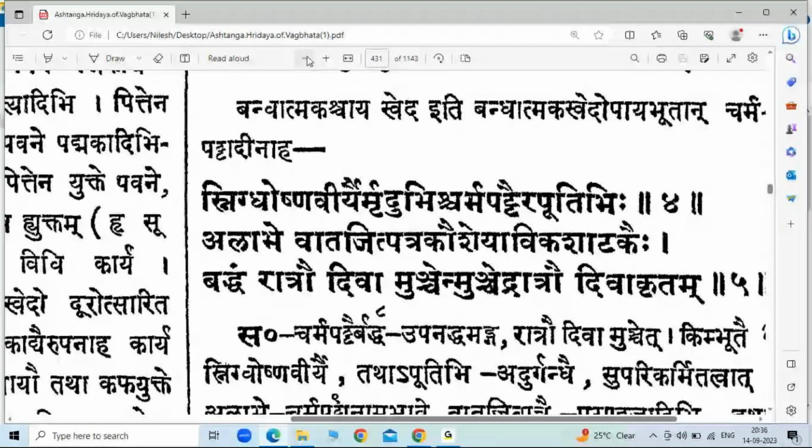Whenever there is a speciality demand, many a times it may be lacking. So we should also know what could be the substitute. That is what we find in the next line. Alabhe, when it is not available. Alabhe vadajit patra kausheya avigashatakaihi. Either vadajit patra, any vadajit patra like eranda patram or something else, maybe arka patram.